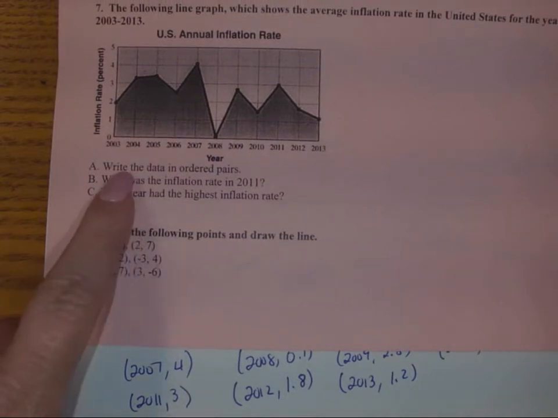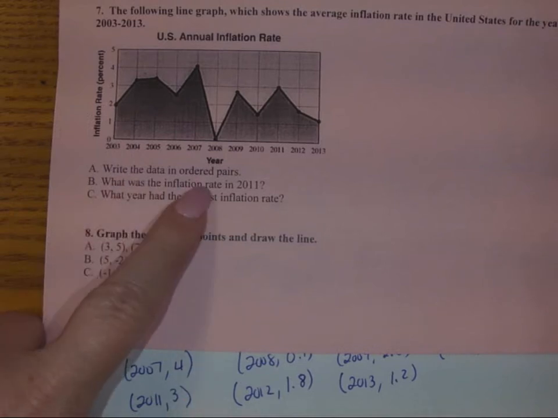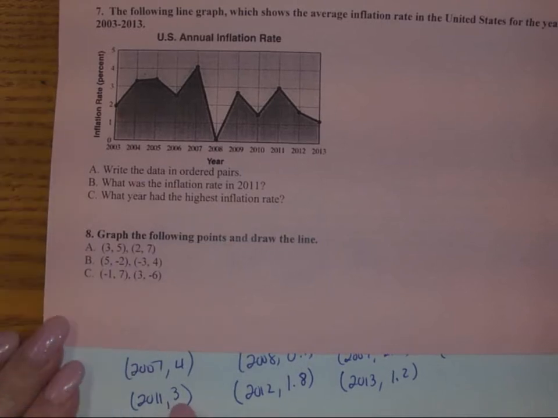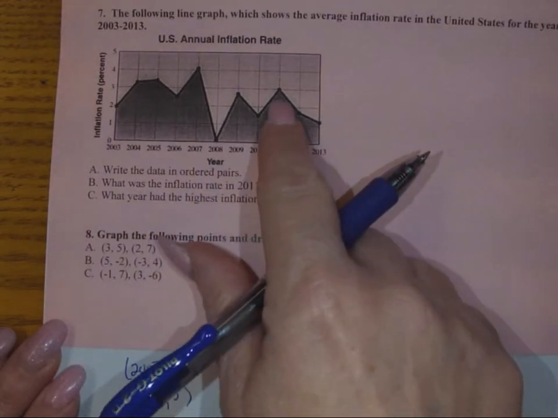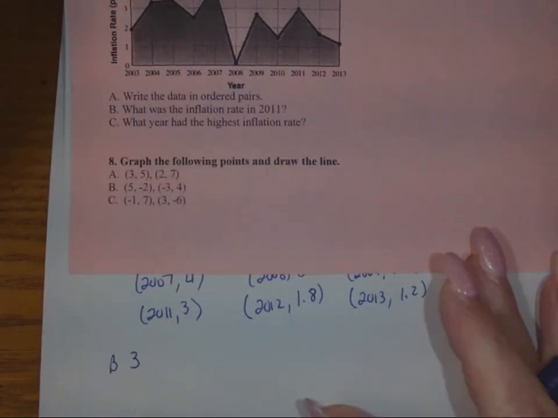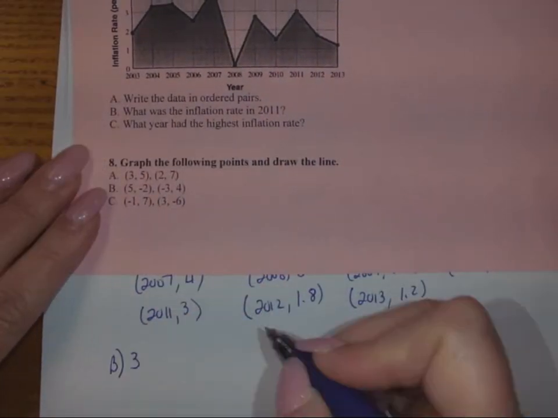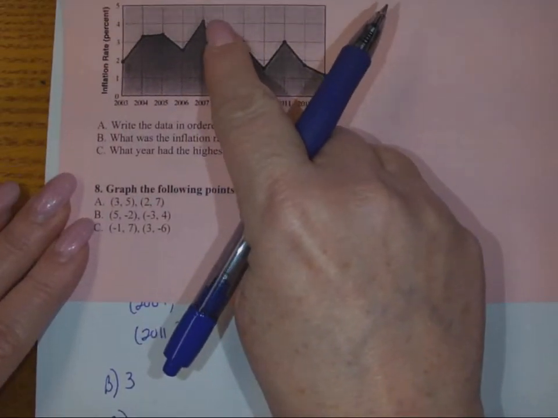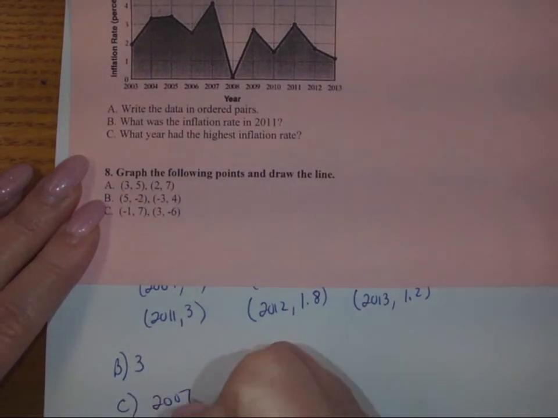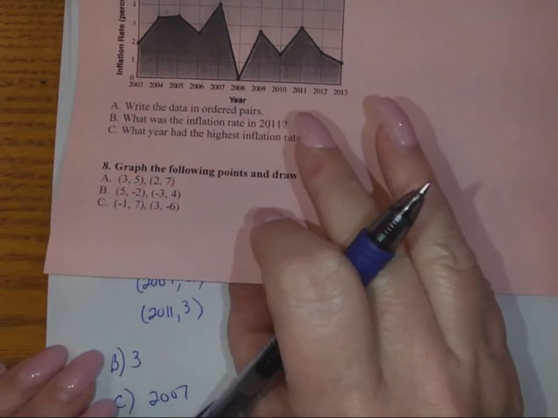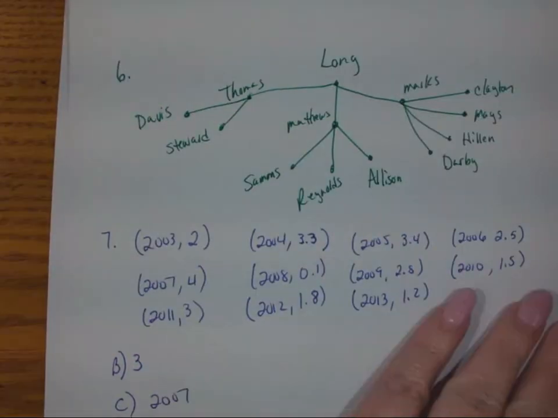So the next questions we have, we're using the graph to figure it out. Write the data in ordered pairs. We did that. So now what was the inflation rate in 2011? Well, that's the same value that we found in our ordered pairs, but we can look at it again if we need to and find that for part B, the answer will be 3. And then for part C, what year had the highest inflation rate? Well, that's the one that had the highest peak in the graph, and that's going to be 2007. So that's all you need to do for part 7. Let's go on to question 8.